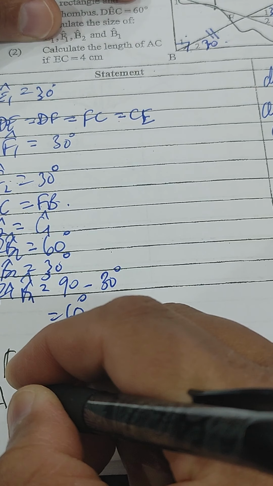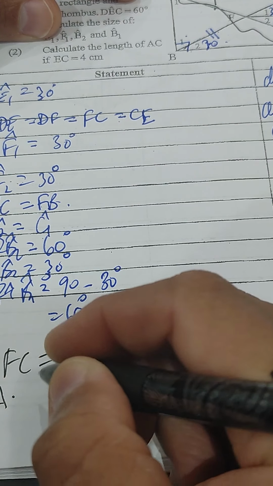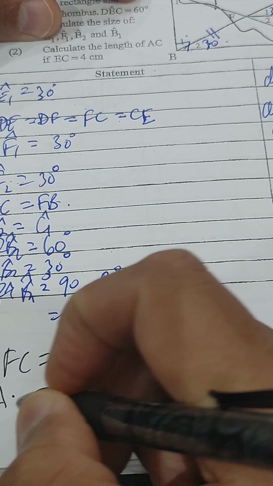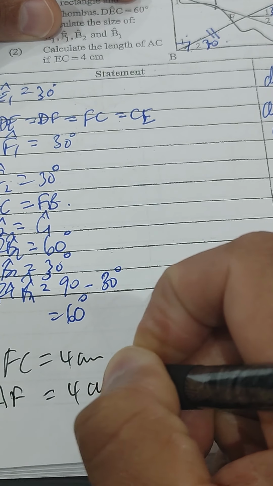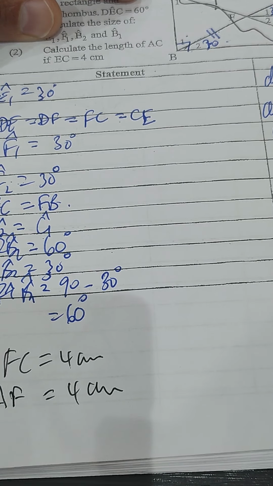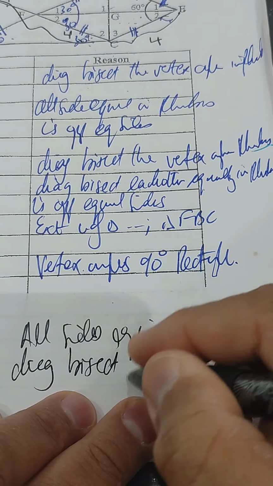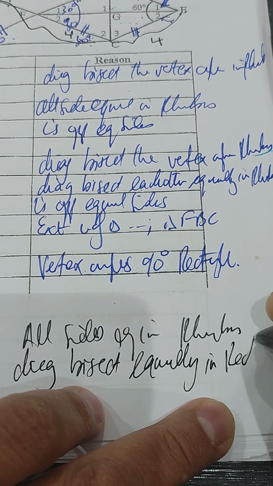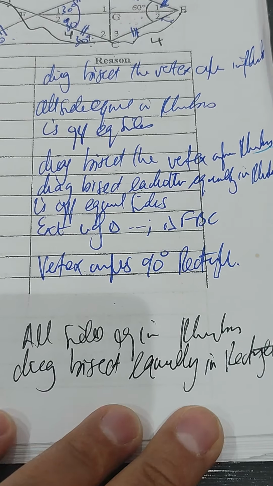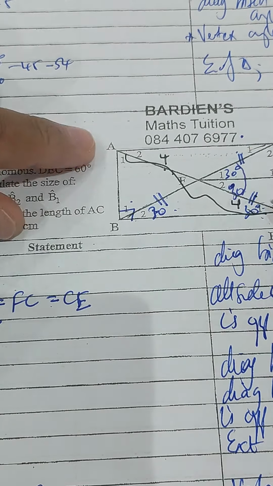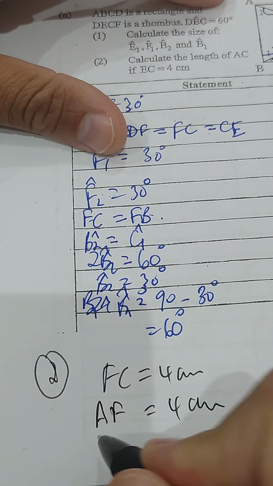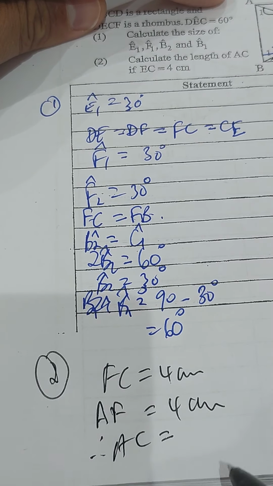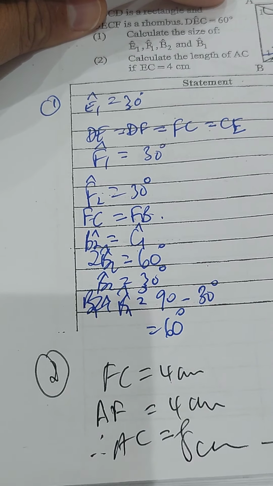AF is equal to 4 centimeters. So the diagonals bisect each other equally in a rectangle. Diagonals bisect each other equally in a rectangle, so which makes that 4. So therefore AC is going to be 8 centimeters.